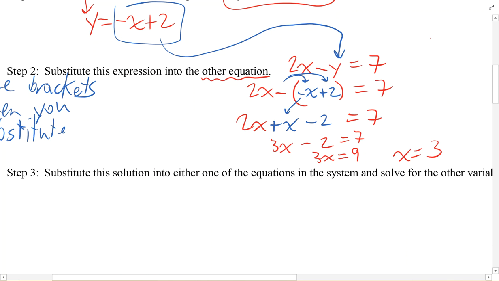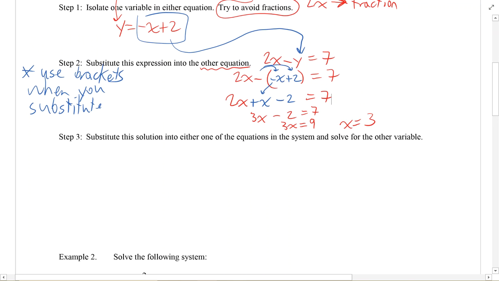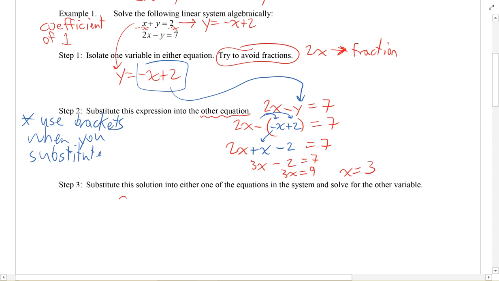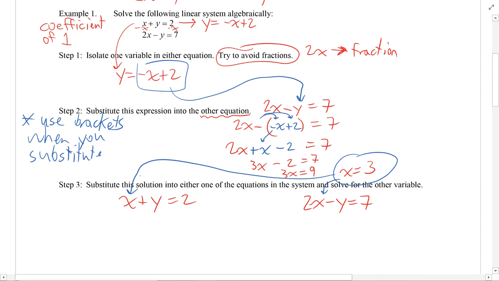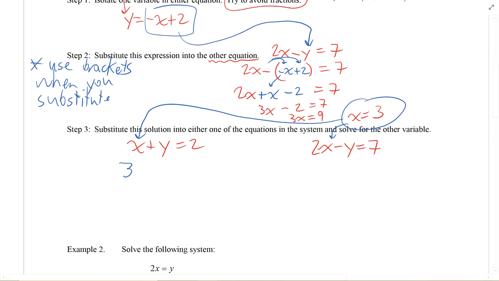So what we do then is substitute that into either of the other equations. I will show you both. You can use x plus y equals 2, or 2x minus y equals 7. We will take x equals 3 and substitute in, and I'll show you both of them work. You would only choose one, and you would choose the easiest one. So this would be 3 plus y equals 2, y equals negative 1.